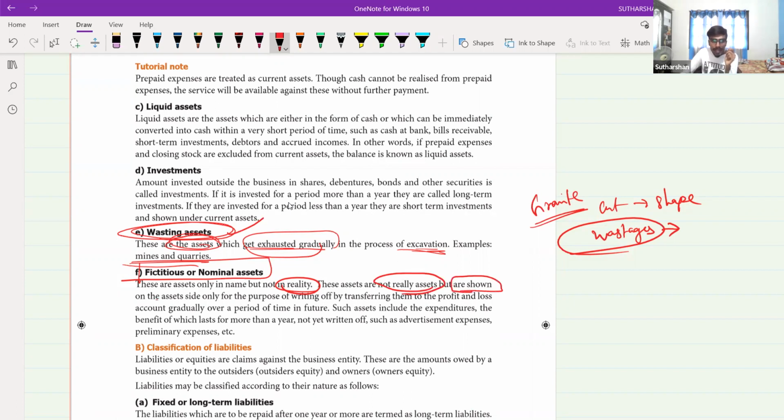But they are shown on the asset side only for the purpose of writing off by transferring them to the profit and loss account. What is the reason we write them on the asset side? It is only to cancel them from our books, for writing off. Gradually over a period of time in the future; I cannot do it in one year. Such assets include expenditures that benefit and last for more than a year. Deferred expenditure, we call it deferred asset, which lasts more than a year. For example, not yet written off, such as advertisement expenses and preliminary expenses.